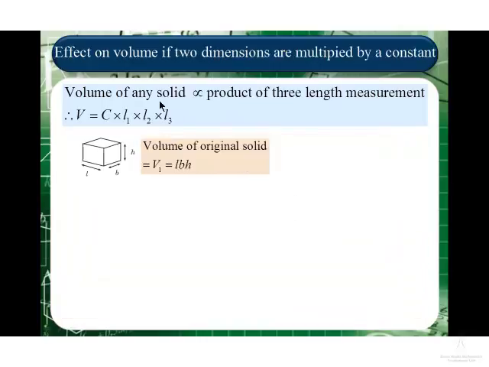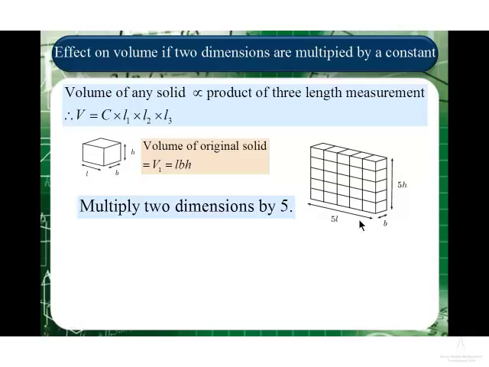In a similar way, we can investigate the effect on volume if two dimensions are multiplied by a constant. We have exactly the same situation: a volume V1 determined by the three length measurements L, B and H as before. So we're looking at a rectangular prism as an example, and in this case, if we multiply two dimensions by the constant 5, let's see what happens.